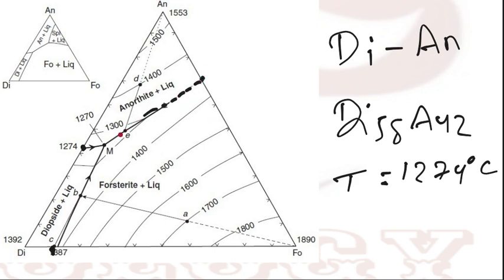We have extended the eutectic points, and they all have joined at M. This is the ternary eutectic. We'll see what is the composition of the ternary eutectic and the temperature of the ternary eutectic.